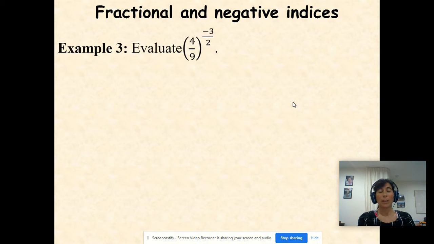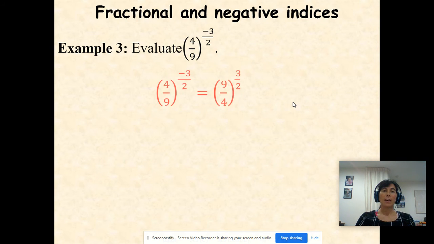Example 3. Evaluate 4/9 to the power of negative 2/3. This one you can do in a couple of steps, but a little trick here is that if we'd put it as 1 over 4/9 all to the power of positive 2/3, you'd actually see you'd be able to do a shortcut here, which I've done, and that is you get the same answer by flipping the fraction, so changing it to 9 over 4 and making that power positive as 3 over 2. So that's sort of a shortcut.